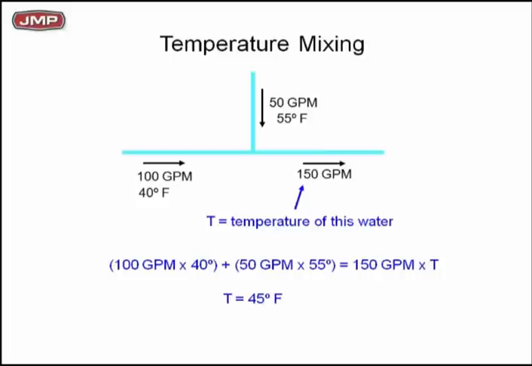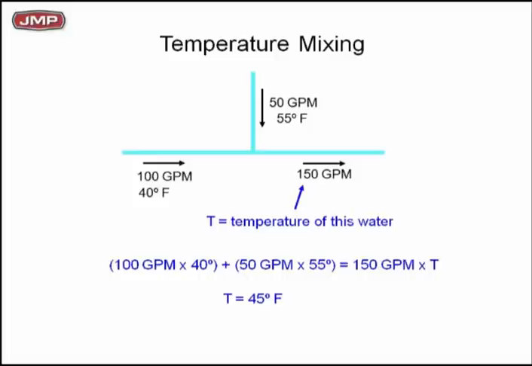So real simple, if I've got 100 GPM of 40-degree water mixing with 50 GPM of 55-degree water, I've got a total flow rate of what? 150 GPM leaving. So the question is, what will be the temperature? If you do the math here, you see that with the little formula, it's a very basic formula, and I'm not going to spend a lot of time on it. You can play with this a little bit later when we're not so pressed for time.